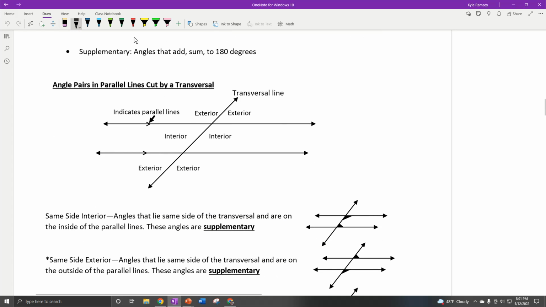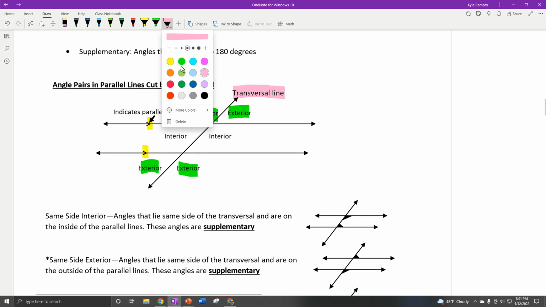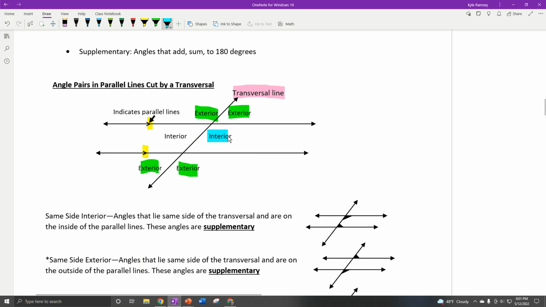Whenever you see this little indicating arrow thing like that, what that's actually saying is we have parallel lines, which means that this is the transversal line, that one that doesn't have that normally. But you might have a case where you have multiple parallel lines intersecting each other, like that one example. Okay, we also have the exteriors. And we have, let's just change this to a nice blue, the interiors.